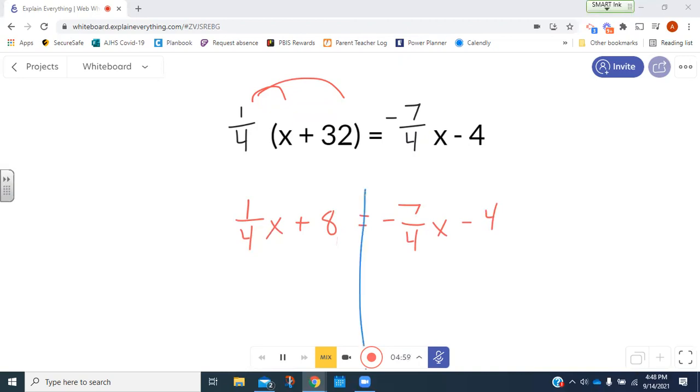I'm going to choose to move the one on the right this time. So I'm going to actually add 7/4 x. Remember to keep the x with it. But I'm going to add that to both sides. And so where I add that here, I'm also going to add it on the left side.